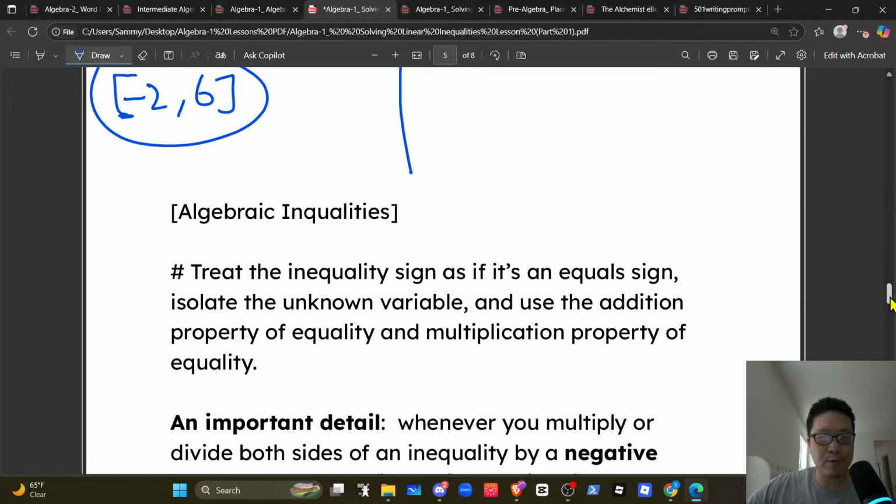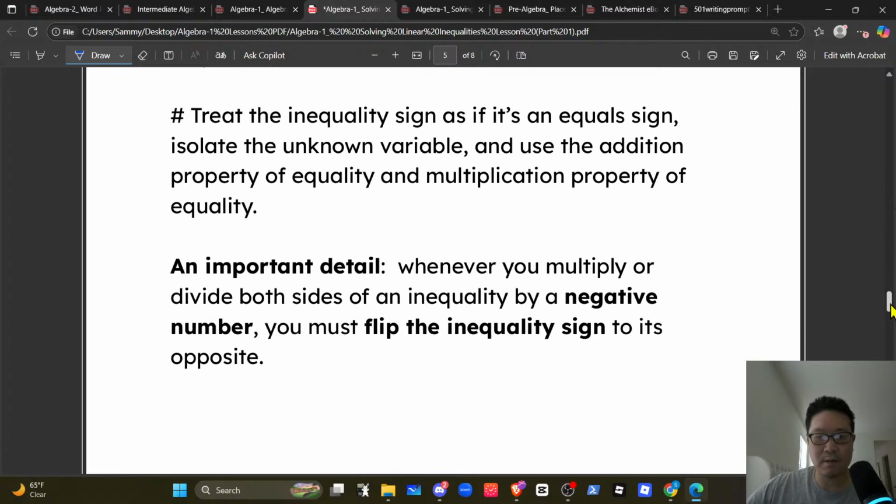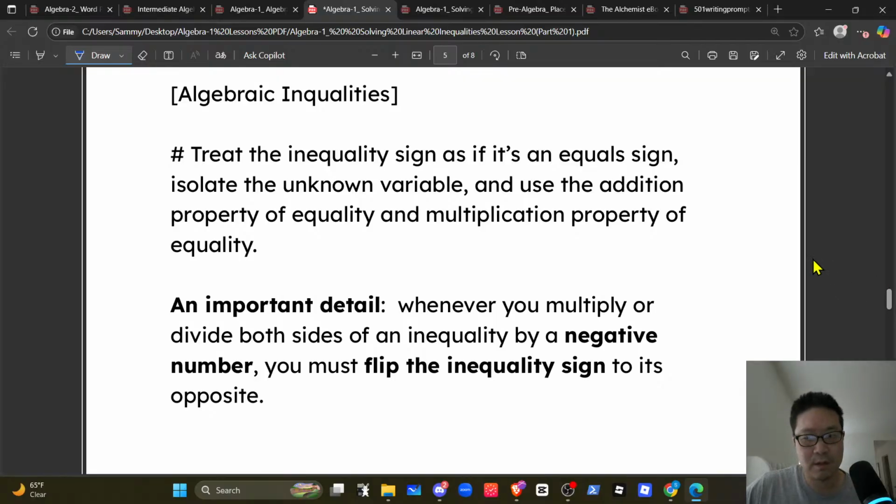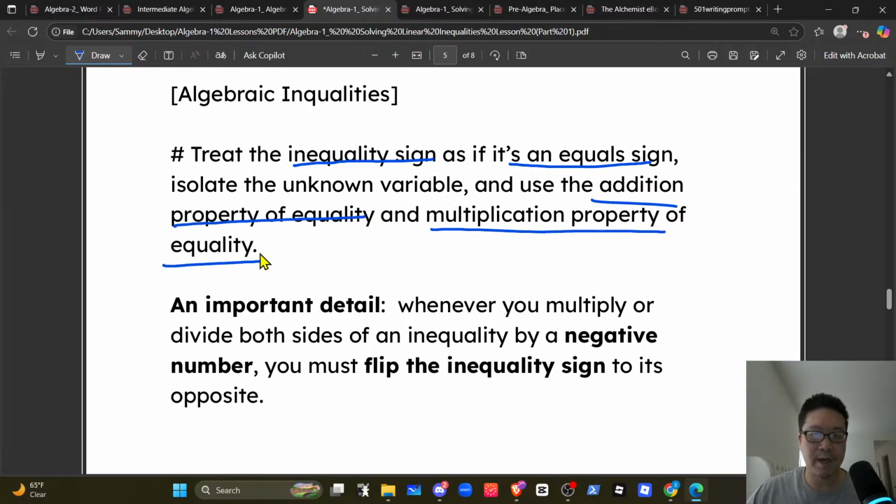Okay, now we move on to the heart of our lesson, which is algebraic inequalities. And what you're going to do is basically treat the inequality sign as if it's an equal sign. And then you're going to use all the tools that you used before to solve the inequality. In other words, you're going to use the addition property of inequality and the multiplication property of inequality. Okay, you're going to isolate x and solve for x just as you did before, except you're going to take into account the fact that we're using an inequality sign instead of an equal sign.